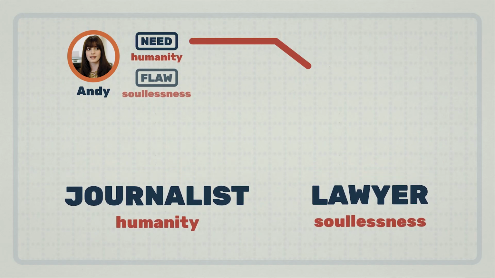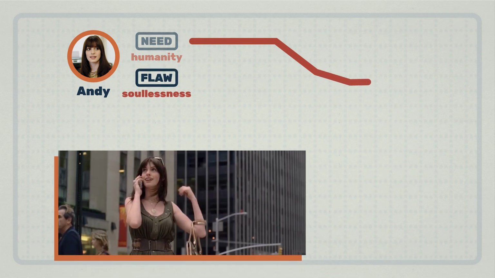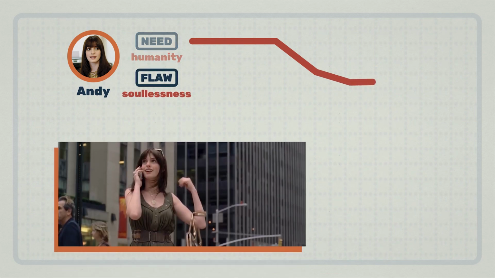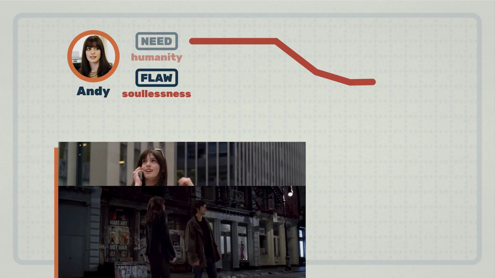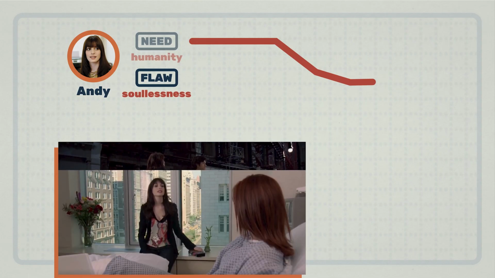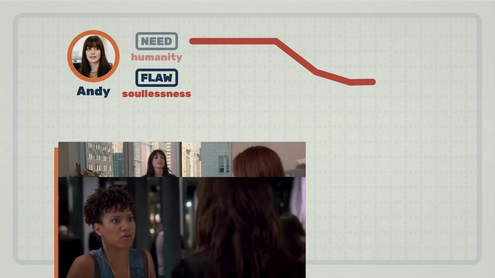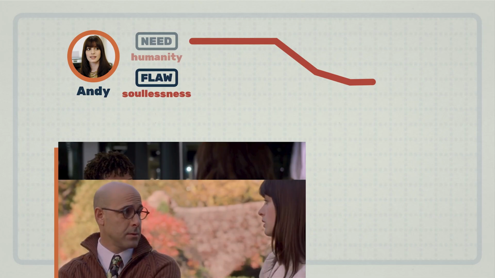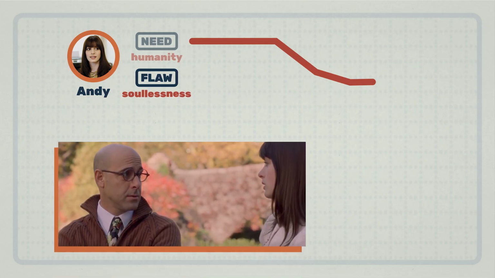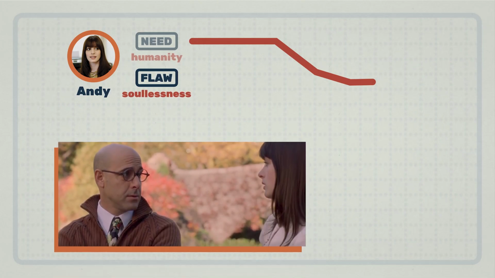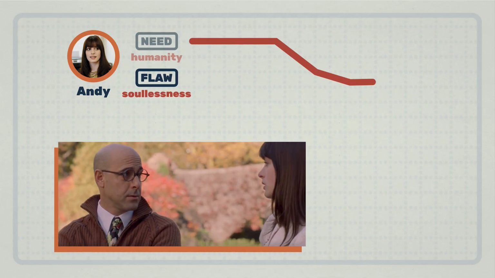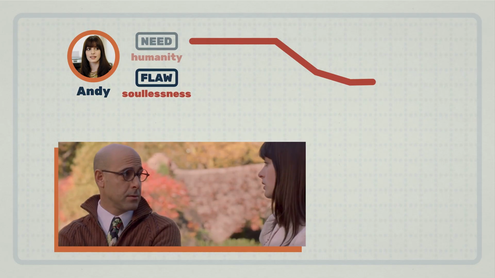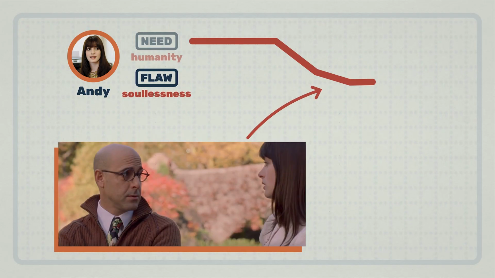So Andy begins to embrace her flaw, and we see it wreak havoc on her life. As she becomes more apathetic and soulless, she pushes away her boyfriend, stabs her coworker in the back, and loses her best friend. Even Nigel, the mentor character, points out how the soullessness required for professional success is bound to not only ruin your personal life, but also send your whole life up in smoke. We can see Andy's arc is now heading downhill fast.